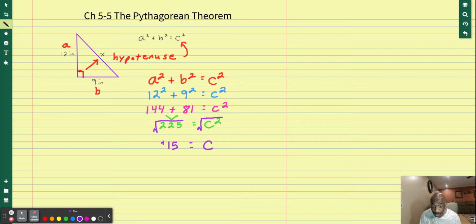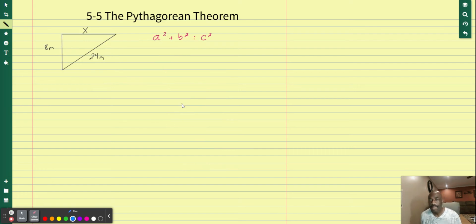So in your textbook, you will see something like this. But because we're dealing with distance, your final answer will be only a positive 15. It cannot be a negative. It got to be just a positive 15. All right. This means that if this is 12 inches and this is 9 inches, this must be 15 inches. The hypotenuse will always be the longest side. Got it? The hypotenuse will always be the longest side. All right, let's try another one.